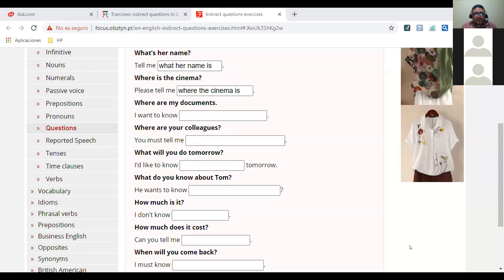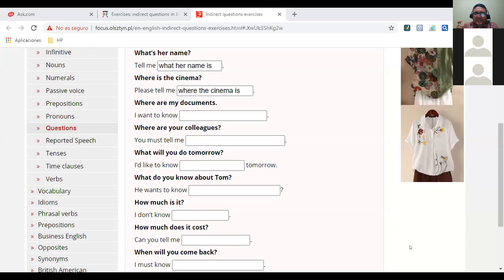For example, in number 6, maybe 5, what will you do tomorrow? I'd like to know what we'll do tomorrow. Let me explain. Your answer is good. You just need to change the position of two words. The answer is, I'd like to know what you will do tomorrow.